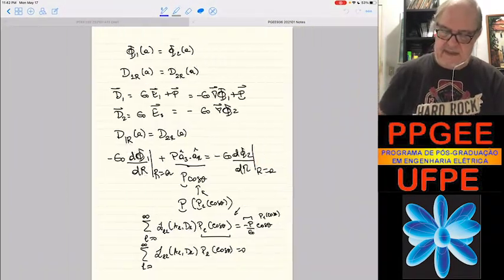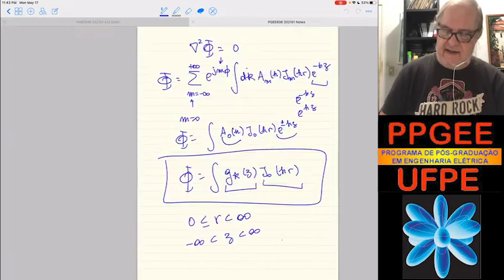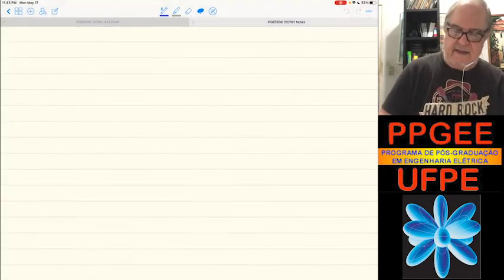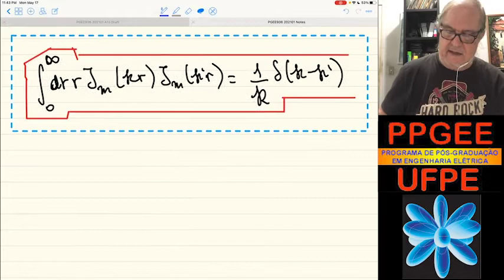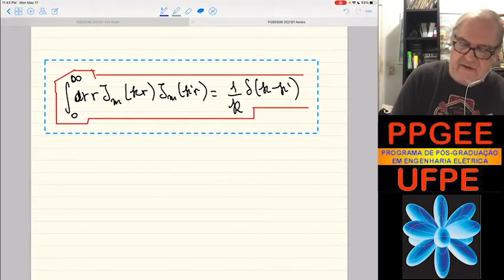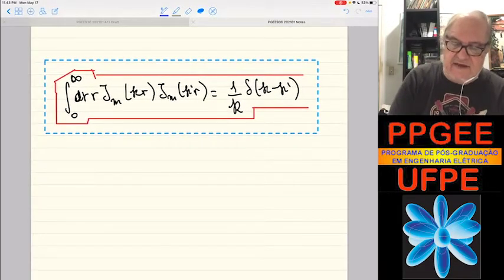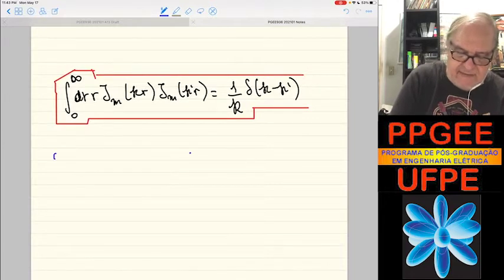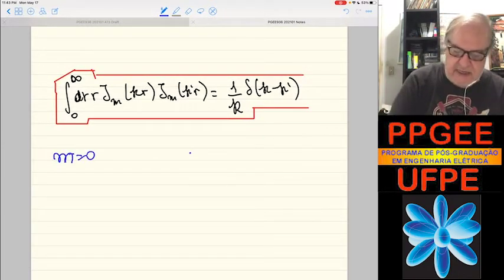Let me go here to the end, and put it back here. First of all, this is valid for any value of m. I'm going to make m equals 0. That's the first thing I do. So I have an integral from 0 to infinity.